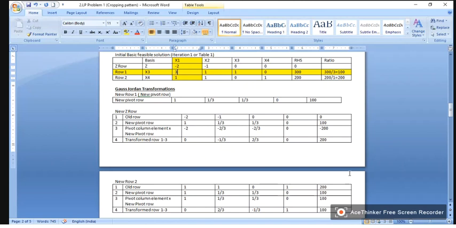Transform row 1 minus 3. From 1 is -2, minus -2, minus plus -2 plus 2, 0. The transformed row 1 minus 3. Same, remaining also -1 minus of -2 by 3. 0 minus of -2 by 3 plus 2 by 3. 0 minus 0, 0. And 0 minus of -200 plus 200.